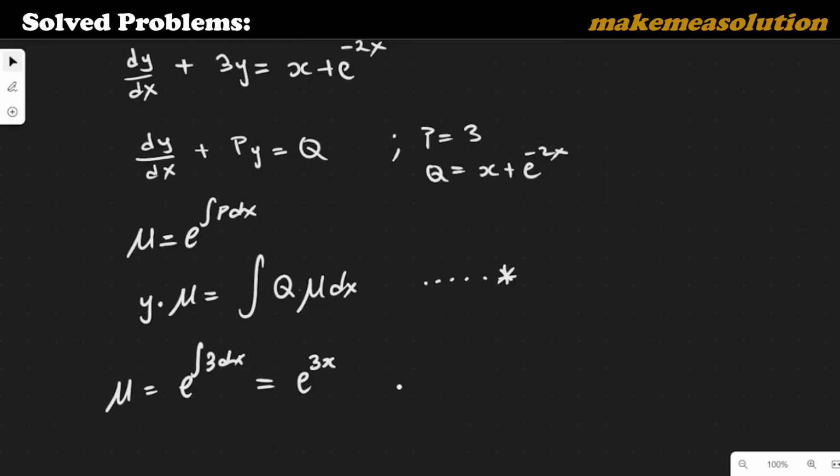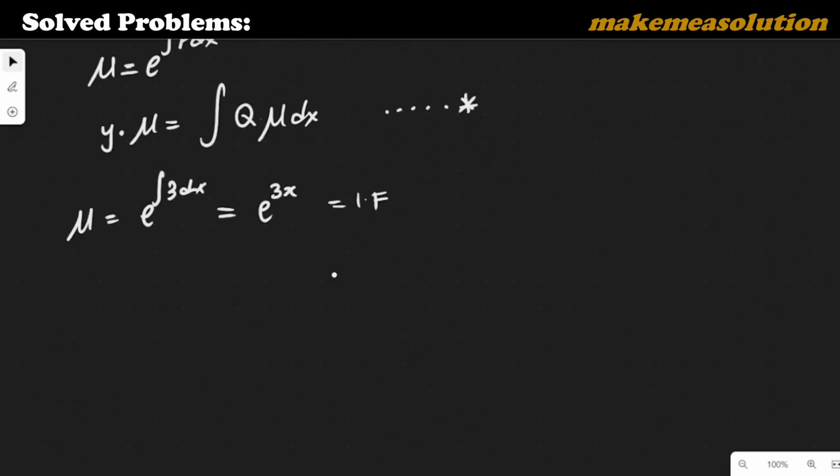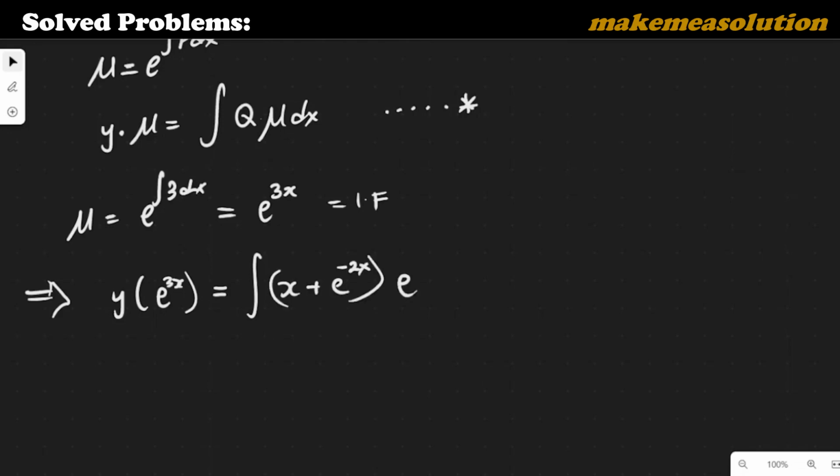So we have gotten our integration factor to be what? Exponential 3x. So we're now going to put it in the formula straight up. You don't need to stress yourself too much. Just use the formula, and the formula is y, in this case, times integration factor, which is exponential 3x, is equal to integral of q. And what is our q? Our q is x plus exponential minus 2x, and our integration factor is exponential 3x dx.